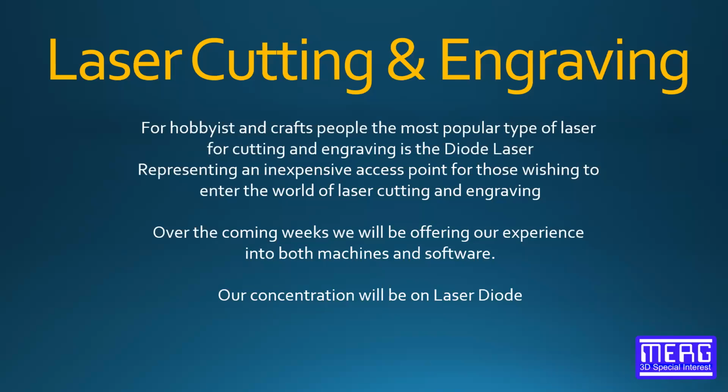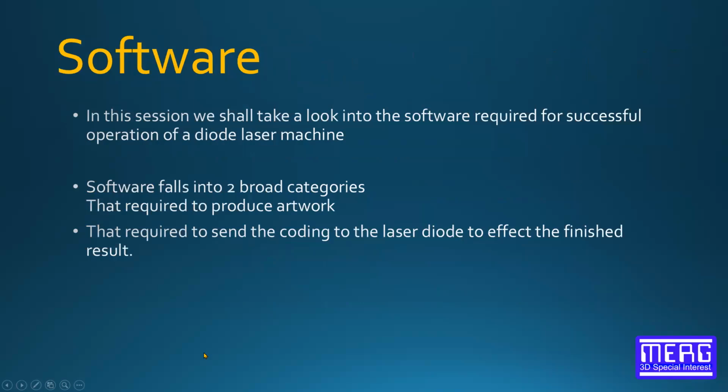So over the coming weeks, we'll be offering our experience of both machines and software, but our concentration, I think it's fair to say, will be on the laser diode machines rather than the other types of machines that are available. In this session, we're going to take a closer look at some of the software required. The software, I think, falls into two broad categories. As you can see there, we've got the software that produces the artwork in the first place, and then the software that we require to send the code to the laser diode and to effect the finished result.